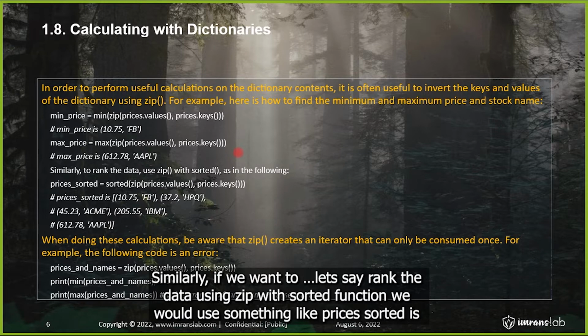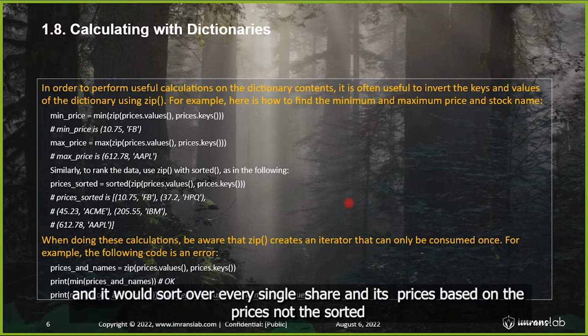Similarly, if we want to rank the data using zip with the sorted function, we would use code something like prices sorted, and again we would use the zip function to iterate over the whole dictionary, and it would sort every single share and its price based on the prices, not the name again.